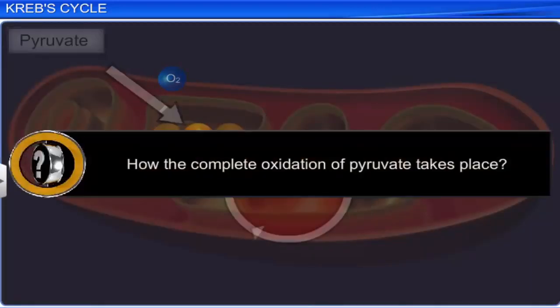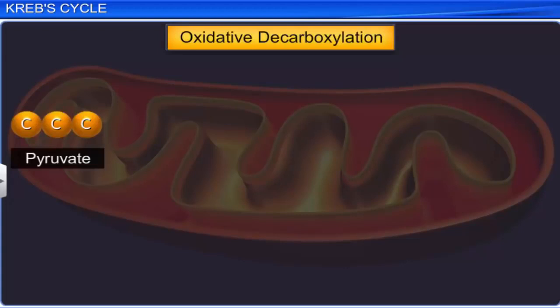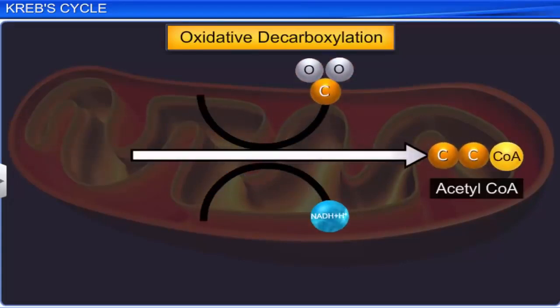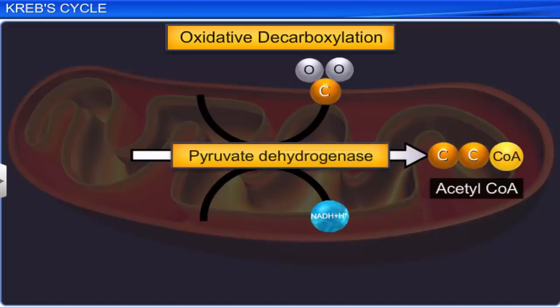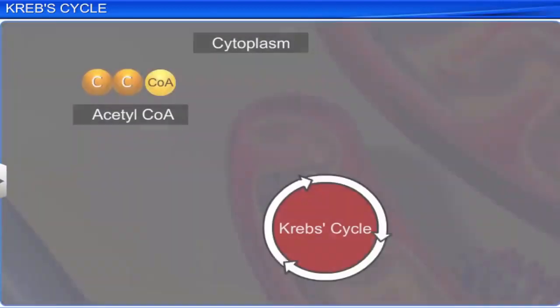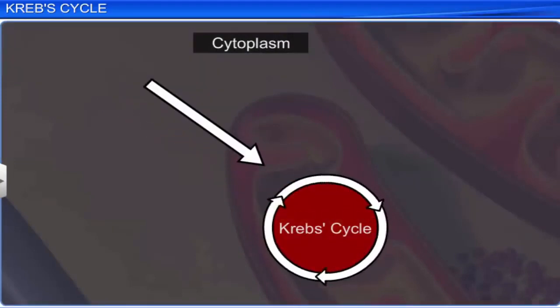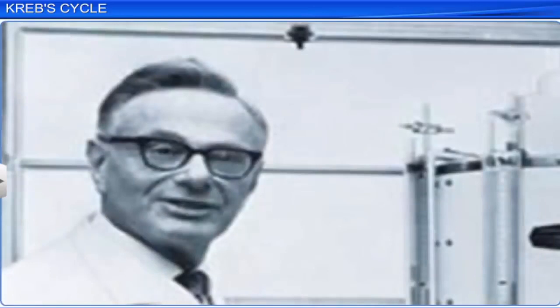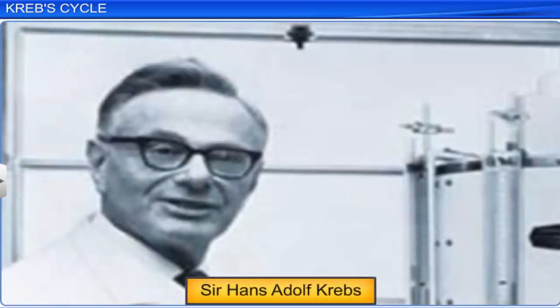Now, let's see how the complete oxidation of pyruvate takes place. Inside the mitochondria, the pyruvate undergoes oxidative decarboxylation in the presence of the pyruvate dehydrogenase enzyme, NAD+ and coenzyme A. The NAD+ is reduced to NADH plus H+, and coenzyme A combines with the acetyl group of pyruvate to form acetyl CoA. The acetyl coenzyme A thus formed enters Krebs cycle, which has been named after the scientist Sir Hans Adolf Krebs.